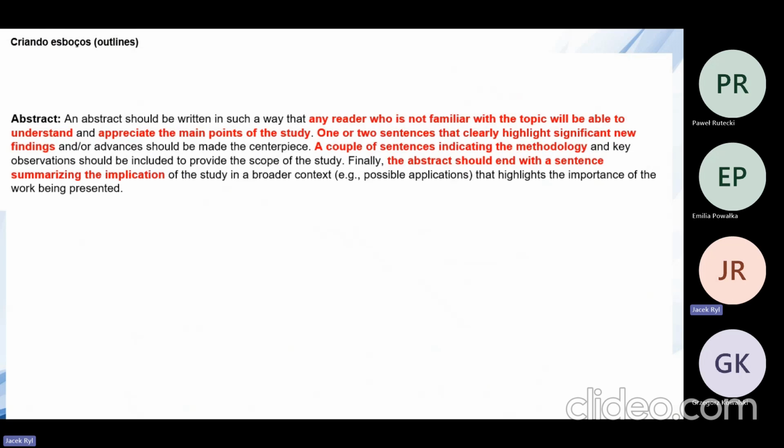An abstract should be written in such a way that any reader who is not familiar with the topic will be able to understand and appreciate the main points of this study. One or two sentences that clearly highlight significant new findings or advances should be the centerpiece of this manuscript. A couple of sentences indicating the methodology and key observations should be included to provide the scope of the study. And finally, the abstract should end with a sentence summarizing the implication of this study. So this is what is expected in the abstract.